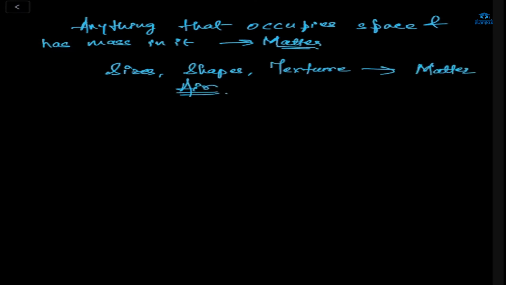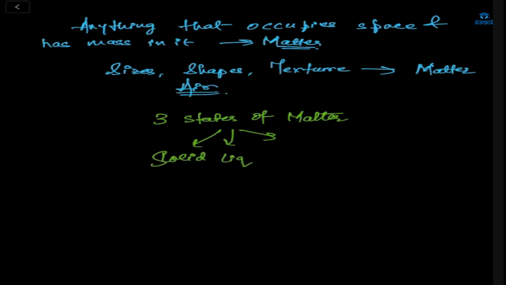Now, there are three states of matter. Which are they? Solid, liquid, gas. Yes, very good. Three states of matter, very simple. Ma'am, two more states are there: plasma and Bose-Einstein condensate. Oh, yeah. But here we are studying solid, liquid, and gas.